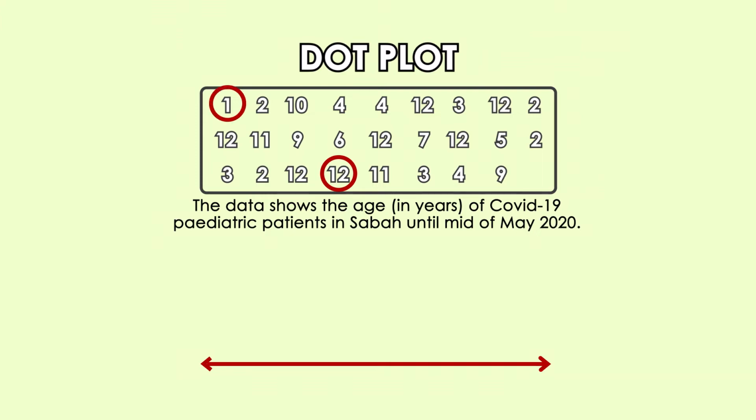So, our scale needs to go from 1 at the left end mark of the axis to 12 at the right end mark of the axis. Make sure the marks are equally distanced. Label the axis as age in years. We are now ready to start plotting the data values. Let's do it.